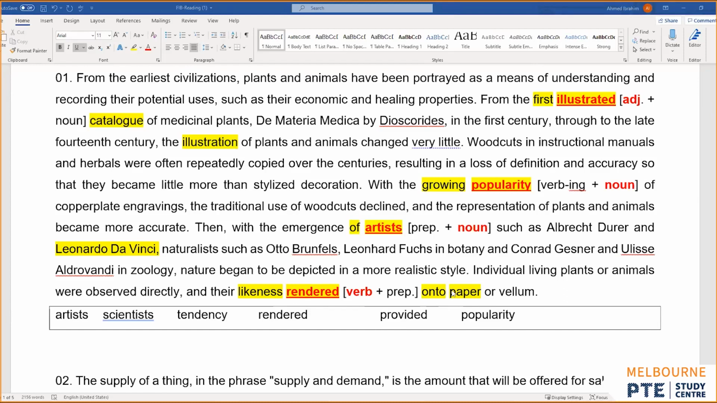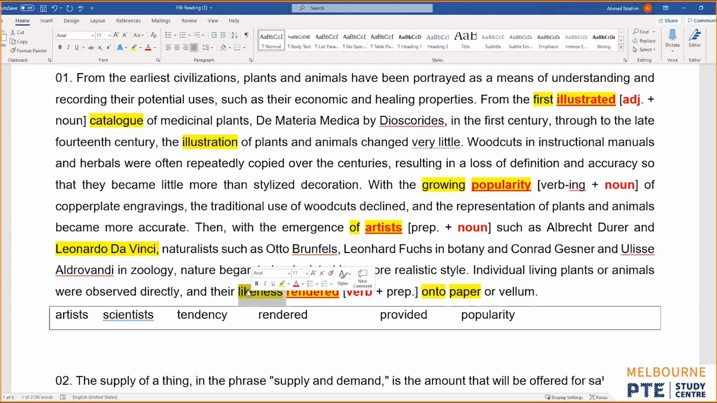Okay. So in here, when I'm saying onto paper or vellum, paper, you guys know what it is. And when it is saying or, you can establish a bit of a relation that it is something like paper. Because vellum is, you can say, a leather-like material that was used as paper in old times. Okay. Now, likeness. Can you guess what it can mean?